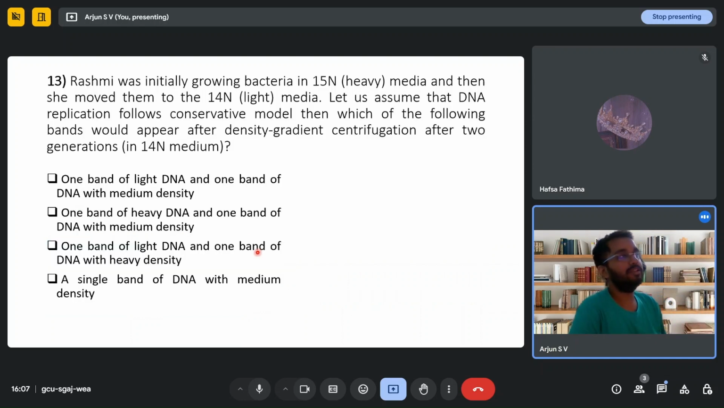So Rashmi was initially growing bacteria in 15N media, and then she moved them to the 14N media. Let us assume that DNA replication follows the conservative model. Then which of the following bands would appear after density gradient centrifugation after two generations in 14N medium?